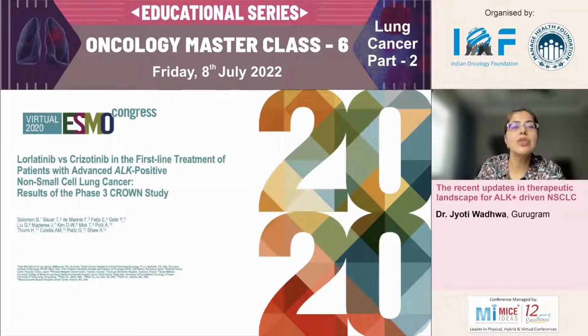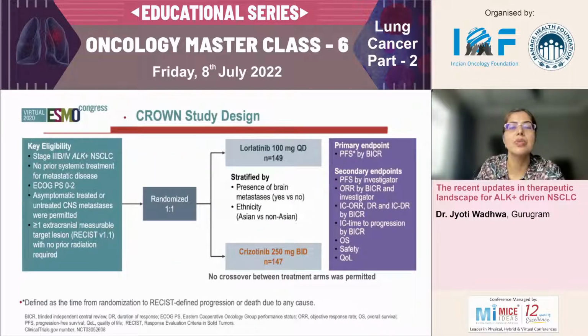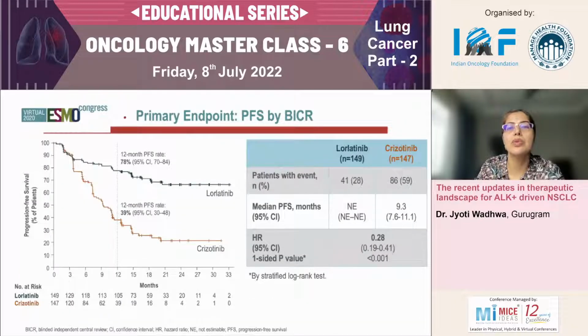So then came this trial, the phase 3 trial, the CROWN study, which compared lorlatinib with crizotinib in the first-line treatment of patients with advanced ALK-positive non-small cell lung cancer. So again, patients with advanced cancer, good performance status, the patients with asymptomatic treated or untreated CNS mets were permitted randomization 1:1 to receive lorlatinib 100 milligrams a day with crizotinib 250 milligrams twice a day.